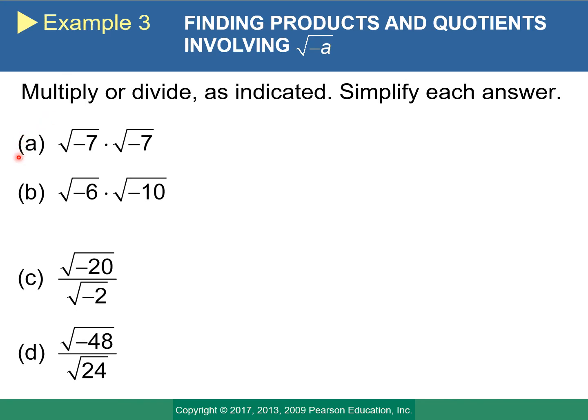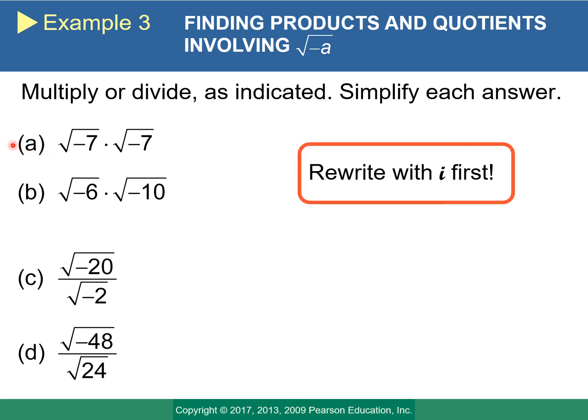So let's multiply or divide as indicated and simplify each answer. Letter A says square root of negative 7 times square root of negative 7. Notice both radicands, both values in the radical, are negative. So this is what I was just talking about. You have to rewrite with i first. This must be done first, and if you get into this habit of doing this first, then you'll be fine. You're going to get the right answer if you do it first.